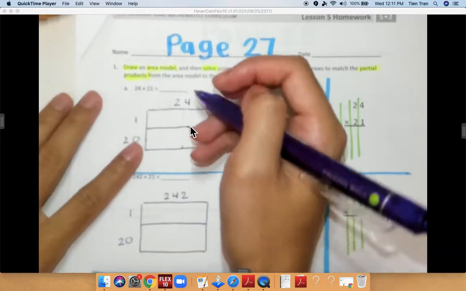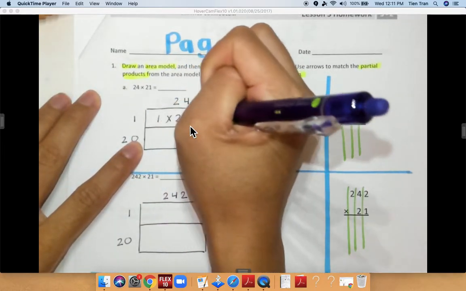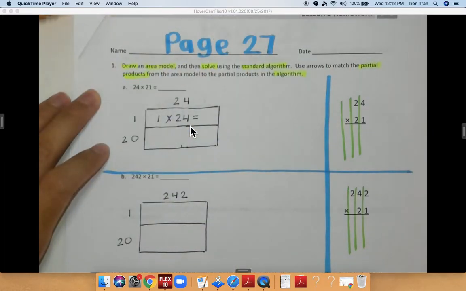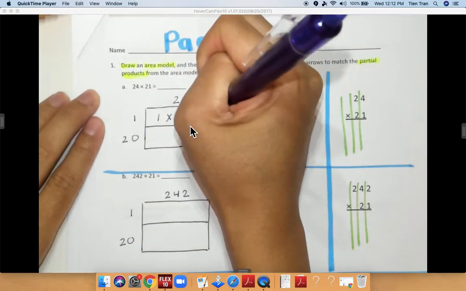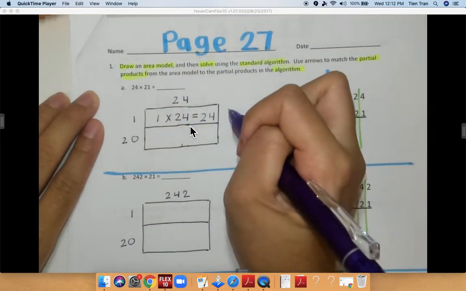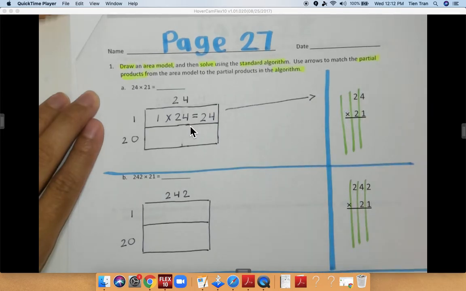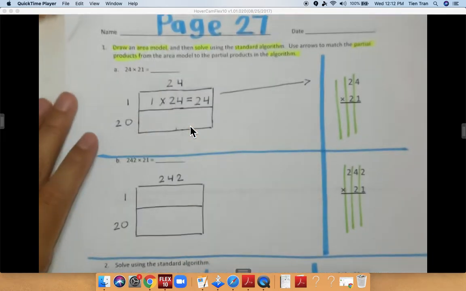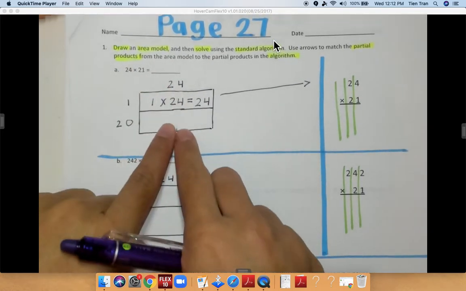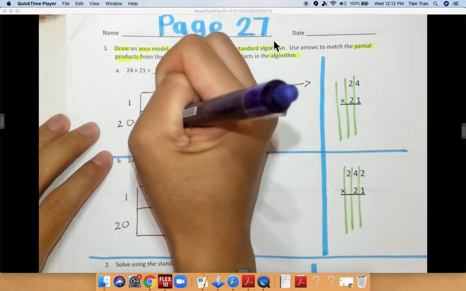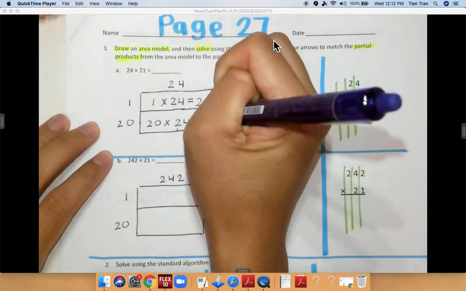For the first one, I'm going to multiply 1 times 24. And 1 times 24 is going to give me 24. So I'm going to draw an arrow because right there is 24. And over here, now I'm going to multiply 20 times 24. So I'm writing in here 20 times 24.